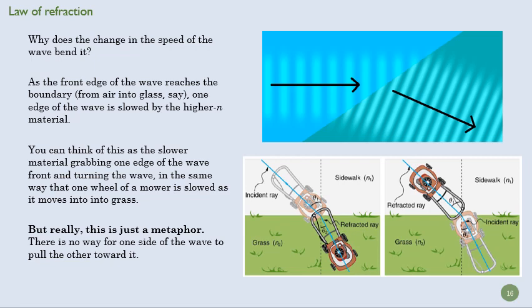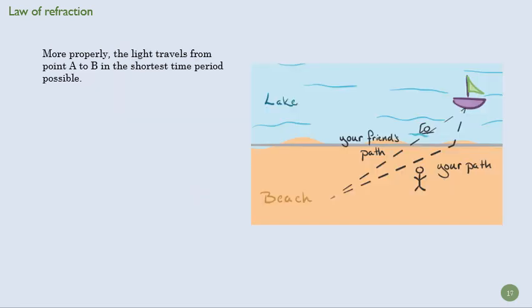But the truth is this is just a metaphor. The part of this wave here isn't connected to this in any physical way. It can't pull the wave that way. So recognize that we're just speaking in metaphors. This helps us remember that this angle is always bigger than this angle, but it's not actually what's happening physically. So what is happening physically? Well, this is where light starts to get sort of mind-blowing. Light travels from point A to point B in the shortest time possible.